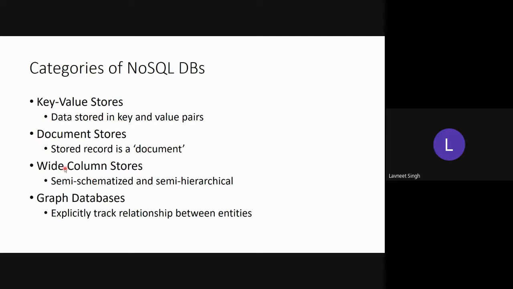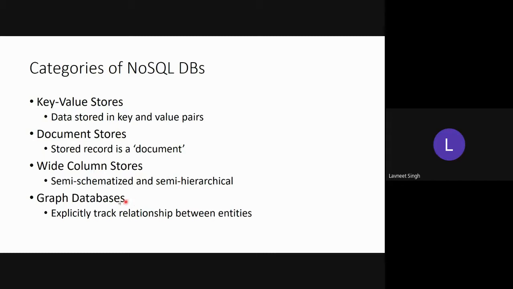Okay. Wide column stores. It is a semi-schematized and semi-hierarchical thing. So SQL tables have a definite schema. They define the columns properly. Every column has a name, a type, right? And the limit and so on. But in wide column stores, you can define some of the columns, and some of the columns are not required to be there in the object. Let's say it is flexible, semi-schematized or semi-hierarchical.